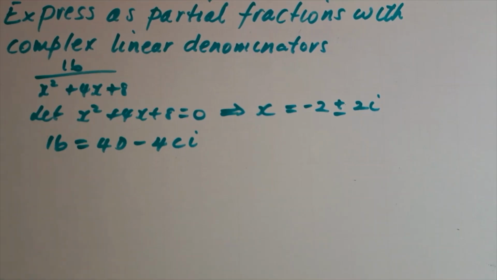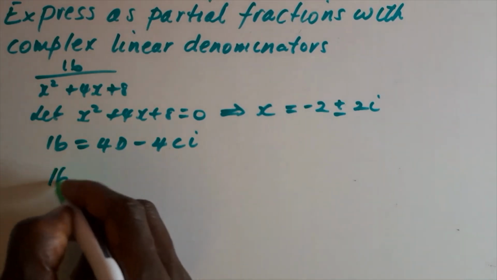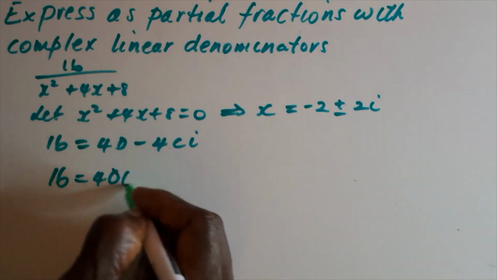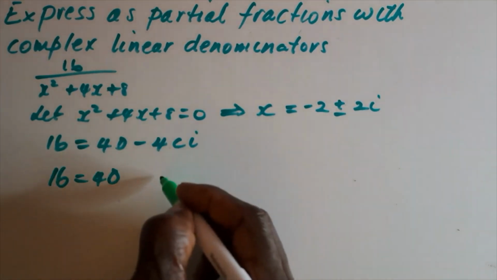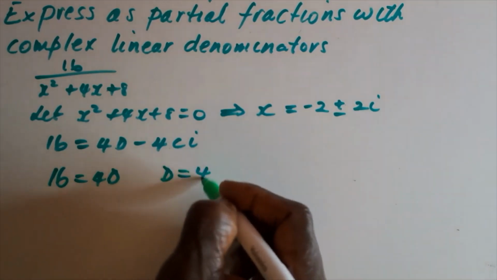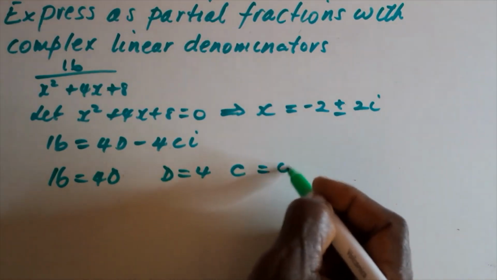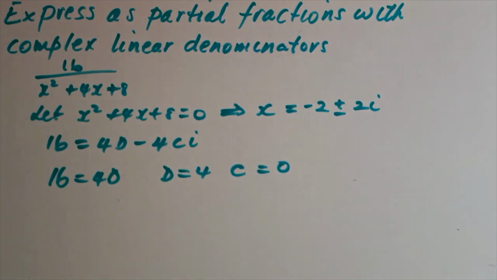If we equate the real parts to the imaginary parts, we have that 16 is equal to 4d. There's no imaginary part, so c is 0. So d must be equal to 4, so we have d is equal to 4 and c is equal to 0.